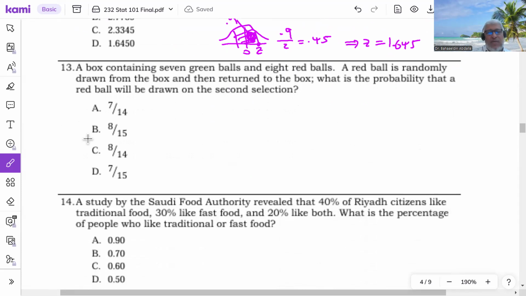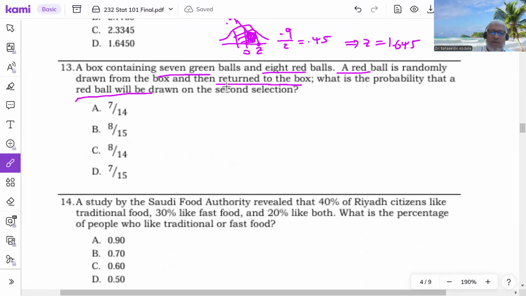A box containing 7 green balls, 8 red balls. A red ball is randomly drawn from the box and then returned to the box, so with replacement. What is the probability that a red ball will be drawn on the second selection?